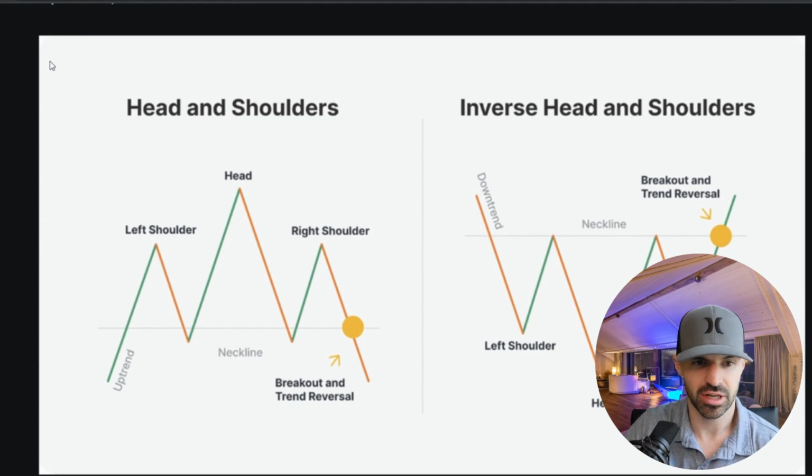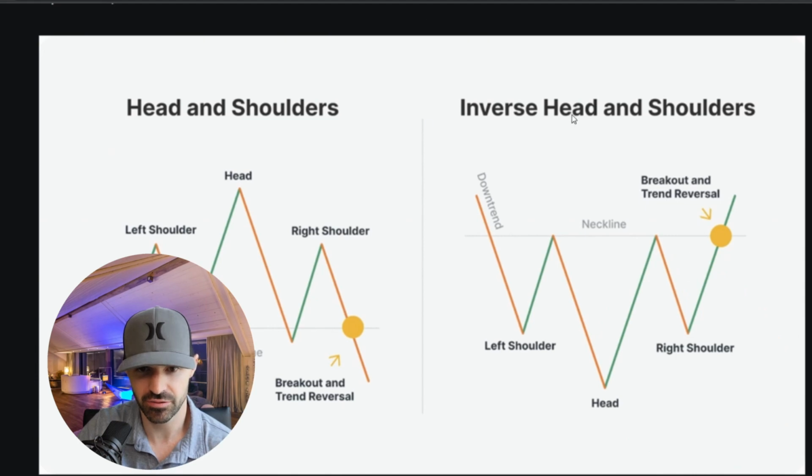Okay, so next up here is a head and shoulders pattern. Again, this is a reversal pattern. So you do see these quite a lot. So it's very similar to a double bottom, except this is the left shoulder, the head, the right shoulder. So you have an uptrend, and price then is topping out here, puts in the left shoulder, head, right shoulder, and then you have your neckline here. And then once it breaks the neckline, it's a breakout and it's a trend reversal.